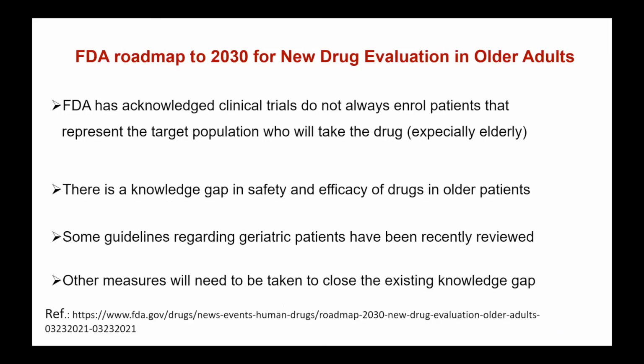Now, for this reason, the FDA has launched an initiative that is the roadmap for the new drug evaluation in the older adults. They have acknowledged that the clinical trials do not always enroll the patients that represent the target population of those who will take the drug. Therefore, there is a gap in the knowledge, in the safety and in the efficacy of the drugs in the older patients. Now, there are some guidelines regarding safety in geriatric patients that have been recently updated, but the FDA states that other measures will need to be taken to close the knowledge gap that we have.